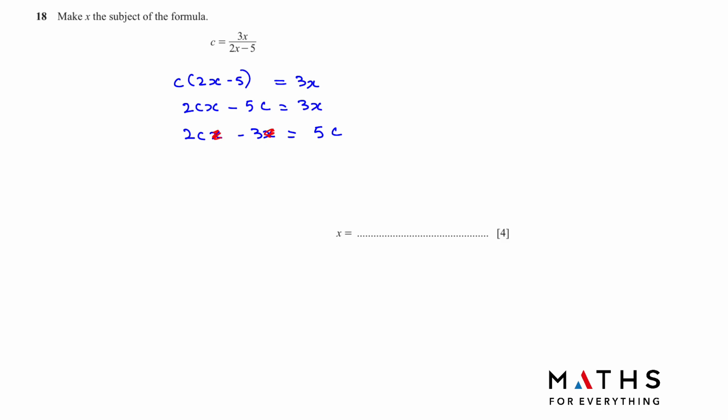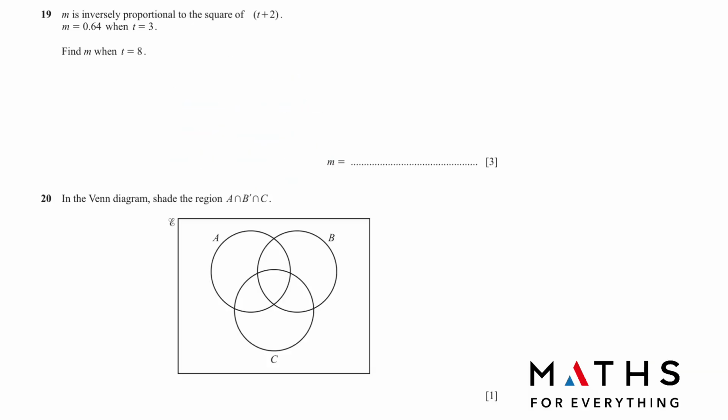So this x, think that you are factorizing it out because that is common. What are you left with? 2c minus 3 is equal to 5c. This is a multiply. Shift to the other side. It will be a divide. Write it in the denominator. And that's your answer.